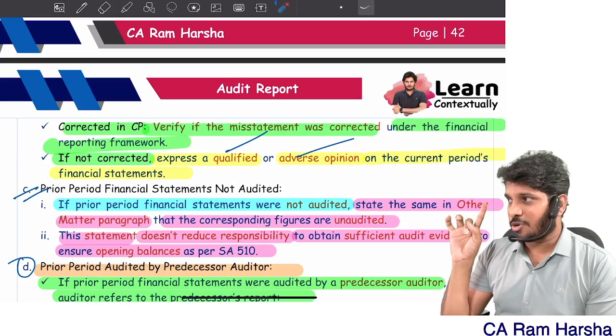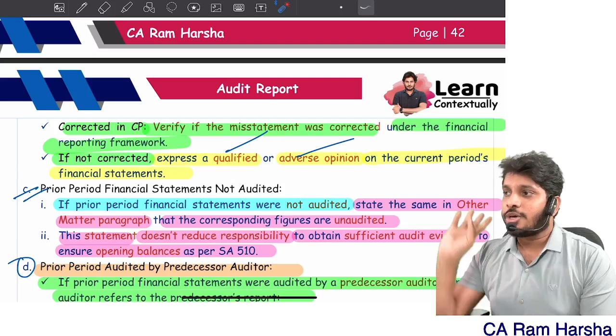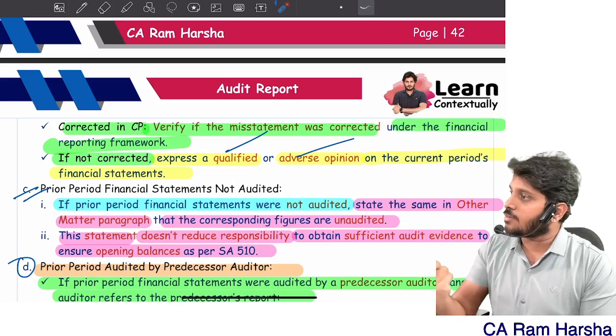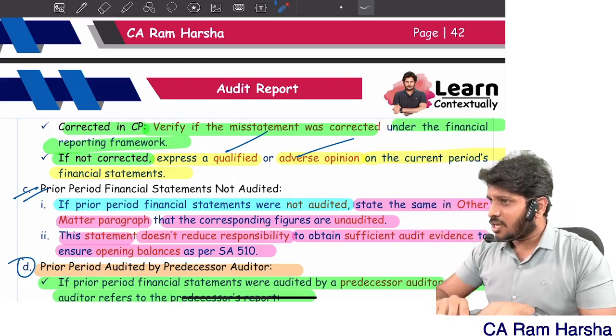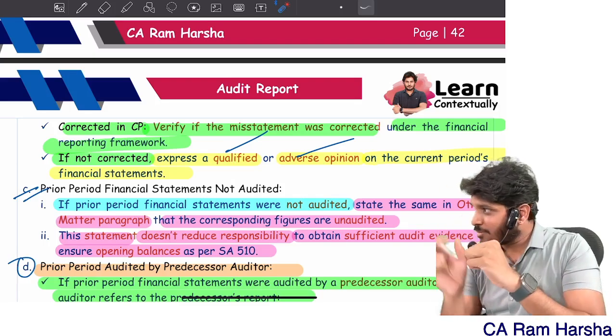Suppose last year a modified opinion is there. Last year the auditor already gave a modified opinion. You just have to check whether that is resolved in the current year. If not resolved, give a modified opinion on the current period also. Yes or no? Both A and B point are more or less saying the same.